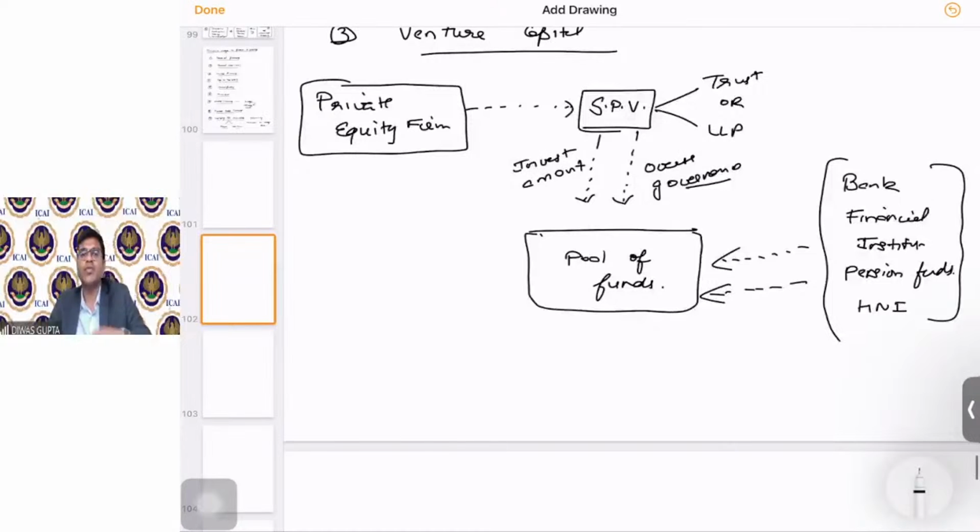So till now, students, what we have understood, there is a private equity firm which will float a SPV in the form of a trust or LLP. They will invest, let's say, 5% of the total pool of funds. Balance 95% will come from other people who are banks, financial institution, pension funds, and HNIs. Clear, students, till now?